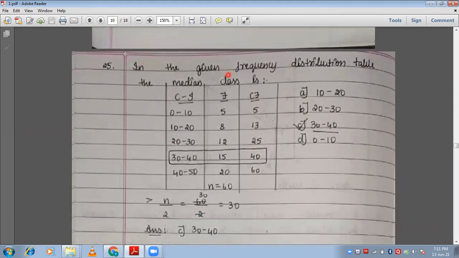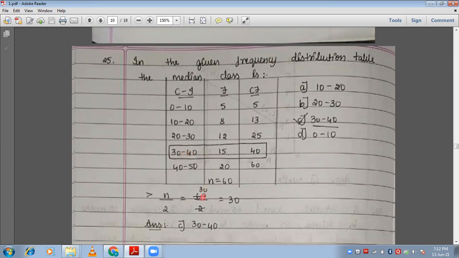Next sum. In the given frequency distribution table, the median class is dash. So we need to find the median class. Find the given cumulative frequency also. So n by 2: n is 60, and 60 by 2 is 30. So 30 lies in this class. Is it right? Which option is right? Option C is correct.